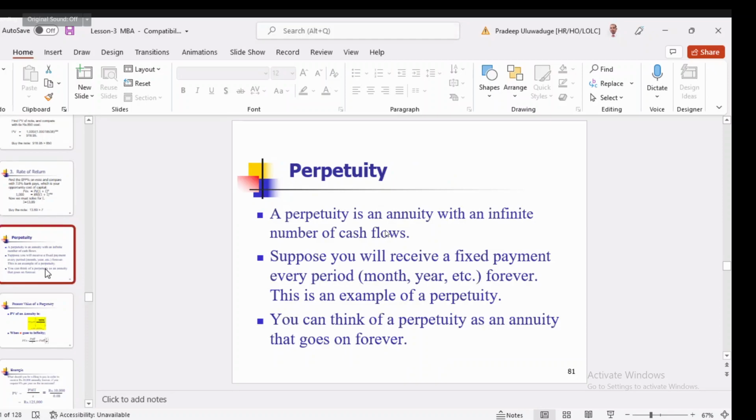So we were talking about annuities, different types of annuities. The only difference in a perpetuity is that a perpetuity does not have a maturity date. The cash flows are in the form of an annuity, but without an end date, right? A perpetuity is an annuity with an infinite number of cash flows. Suppose you will receive a fixed payment every period, month, year, etc., forever. So this is an example of a perpetuity. You can think of a perpetuity as an annuity which goes on forever.